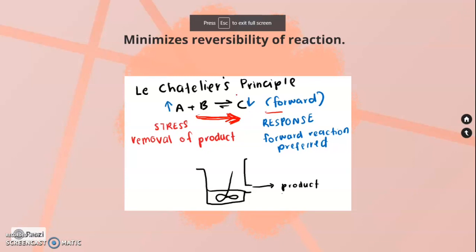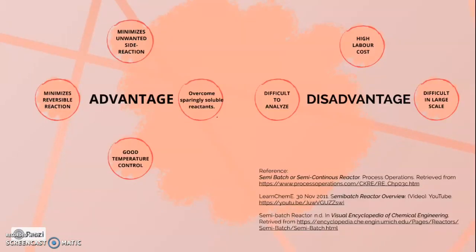In order for the reaction to move forward, what you can do with the semi-batch reactor is flow out the product. You can remove the product at a certain flow while the reaction is happening in the reactor. When the product is removed, the forward reaction is preferred, because it wants to overcome the decrease of product concentration, because you want to reach equilibrium. Alright, that's all for the advantages.